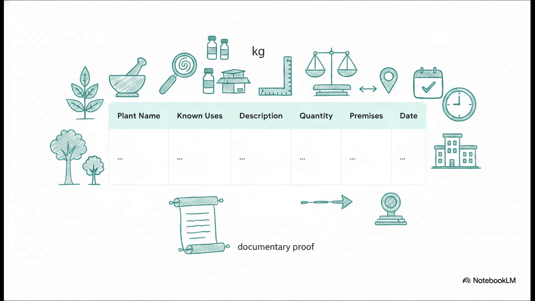So, the crucial point is knowing exactly what data to provide. You absolutely cannot just guess here. The statutory form requires the plant's scientific name, its known uses, a really precise description of the stock, the exact quantity in kilos or numbers, the specific premises where it's kept, your procurement date, the source area, and your documentary proof. Being meticulous here is your absolute best defense against compliance violations.